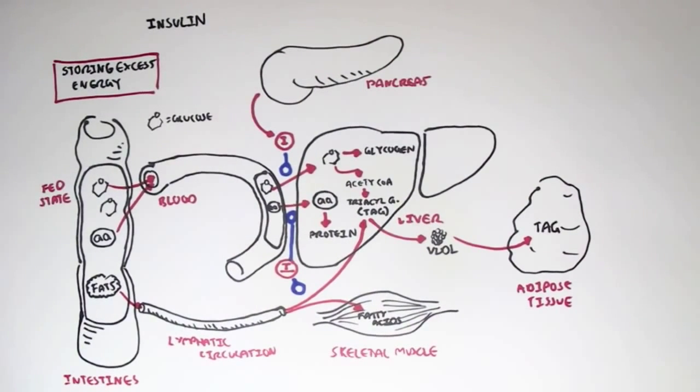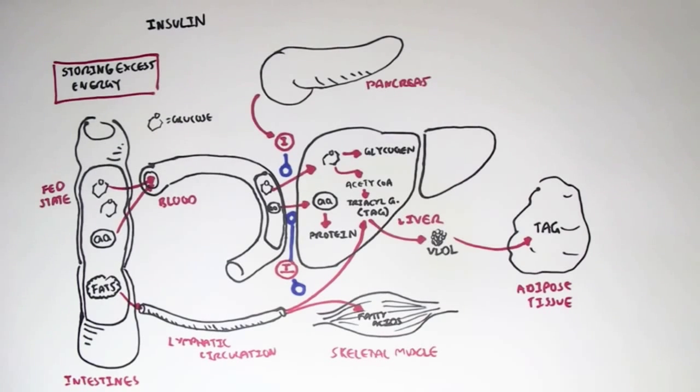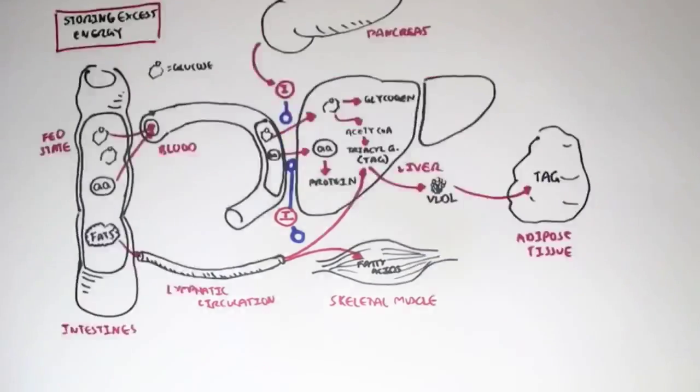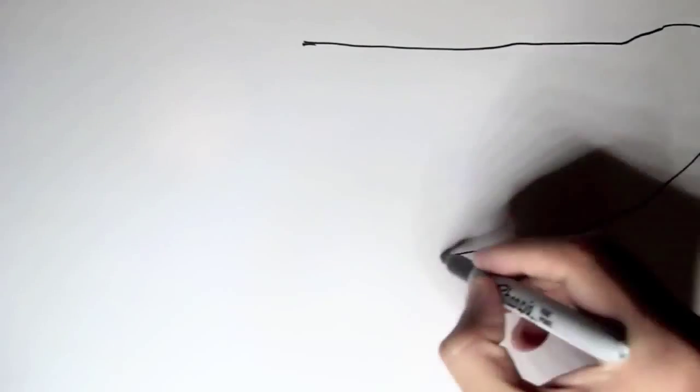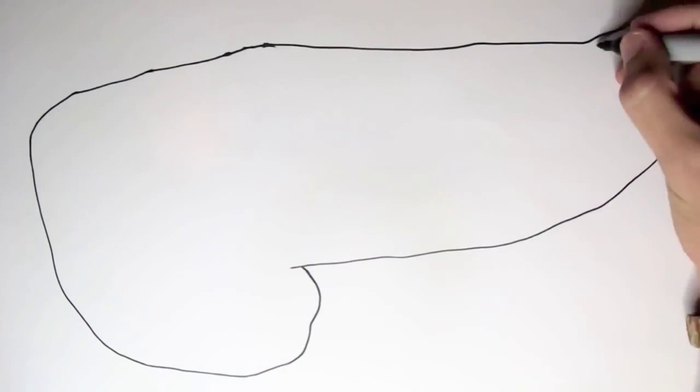So that was a brief overview of the effects insulin has on the different types of organs in our body. And as you can see, insulin has the major role of storing excess energy, such as during the fed state when we have a lot of macromolecules running through our intestines that need storing. So now let's look at insulin synthesis.